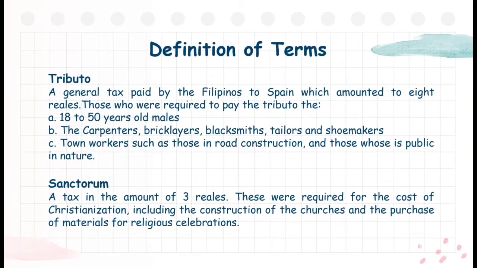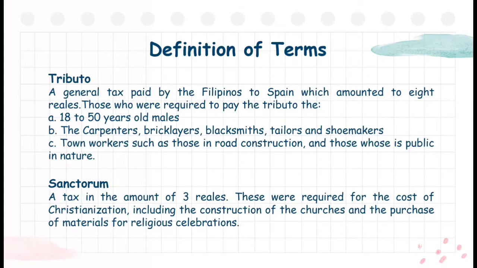Before I hand into the main discussion, I will present these terms in order for us to understand smoothly the things to be discussed later on. These terms correspond relatively to the kinds of taxation. First is the tributo. Tributo was a general tax paid by the Filipinos to Spain, which amounted to 8 reales.